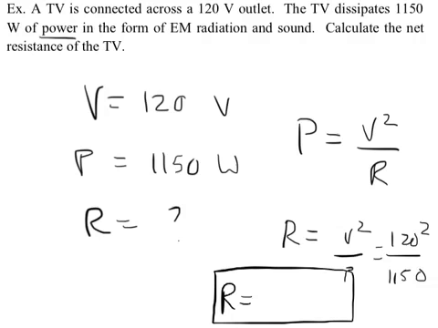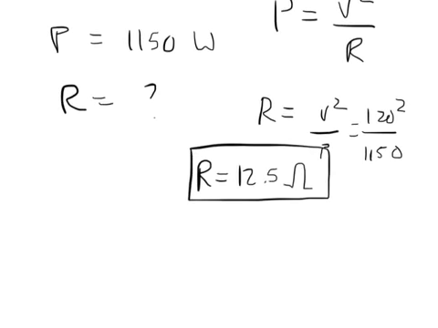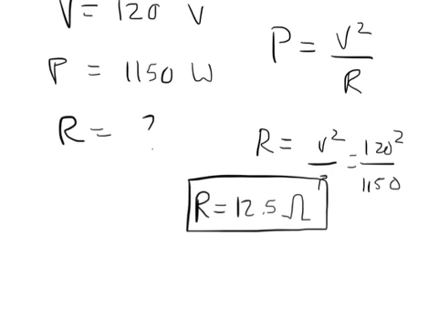What do you get as an answer, guys? 12.52. What are the units of resistance? I was about to ask that. Ohms. There it is. Ohms, the upside down capital omega symbol.